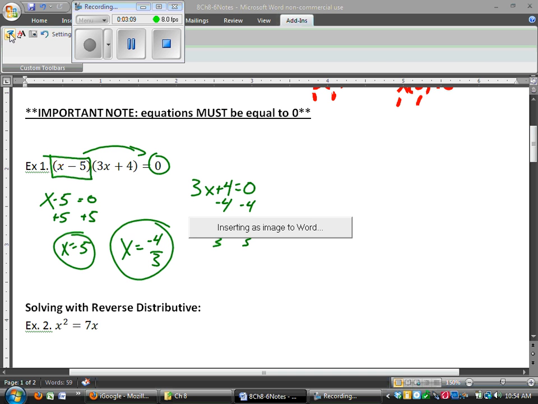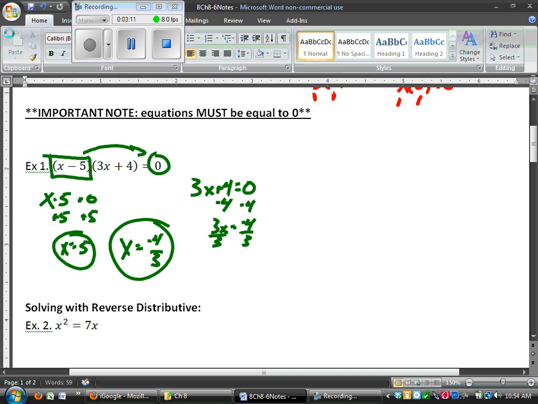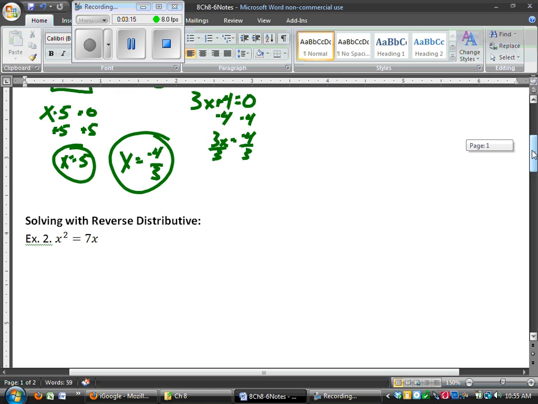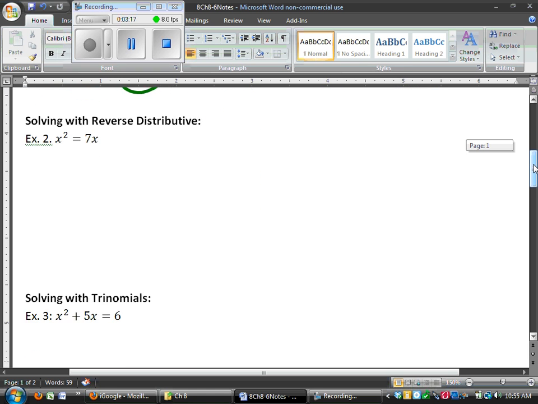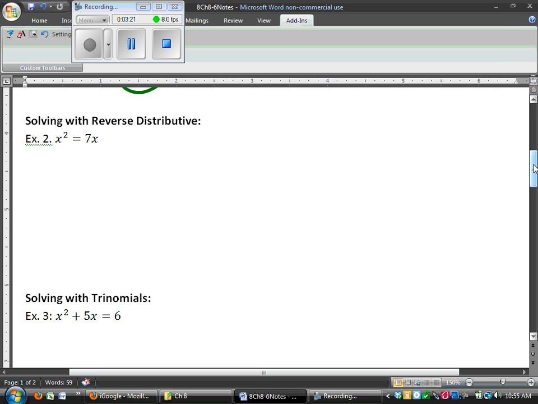And that's really all chapter 8 section 6 is: using the different types of factoring that we've talked about to solve equations. Notice at the top, the first thing you have to do is make sure the equations are equal to 0. So the first thing I need to do here is subtract 7x from both sides and make it x squared minus 7x equals 0.